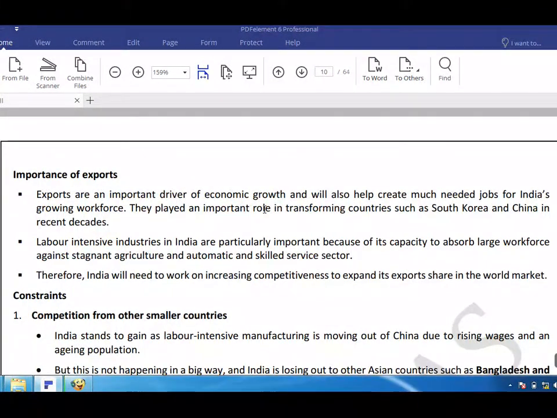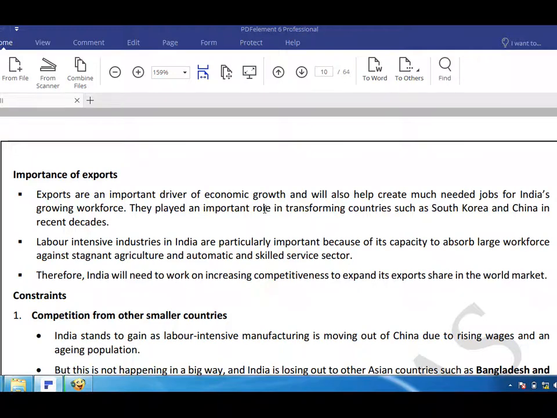Importance of exports. Exports are an important driver of economic growth and will also help create much needed jobs for India's growing workforce. They played an important role in transforming countries such as South Korea and China in recent decades. Labor-intensive industries in India are particularly important because of their capacity to absorb a large workforce, against stagnant agriculture and automated and skilled service sector. Therefore, India will need to work on increasing competitiveness to expand its exports share in the world market.